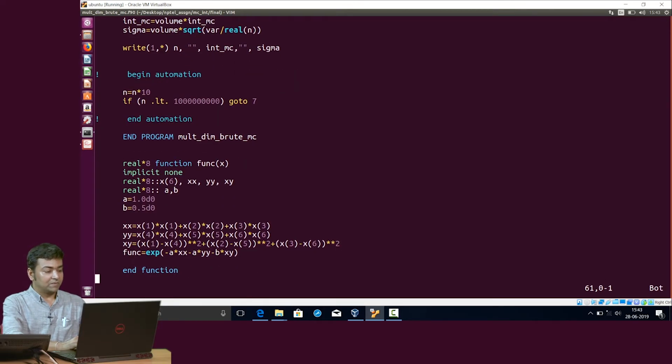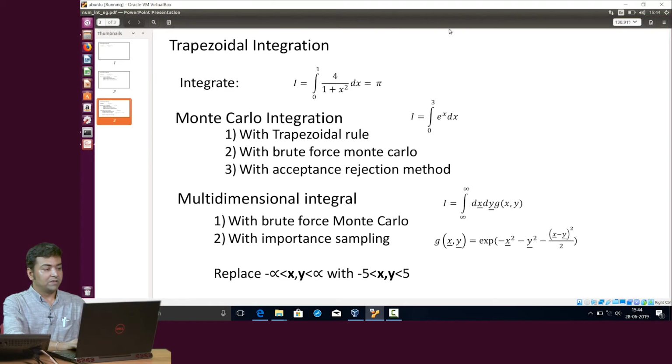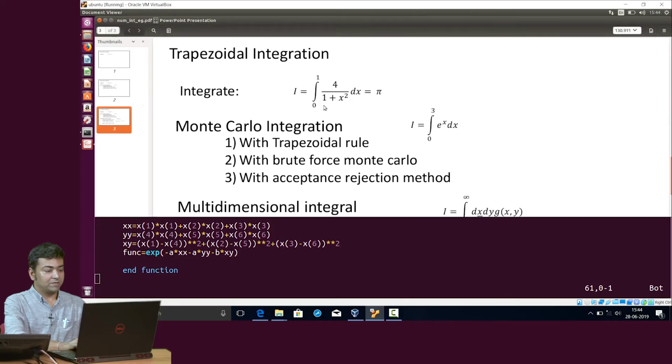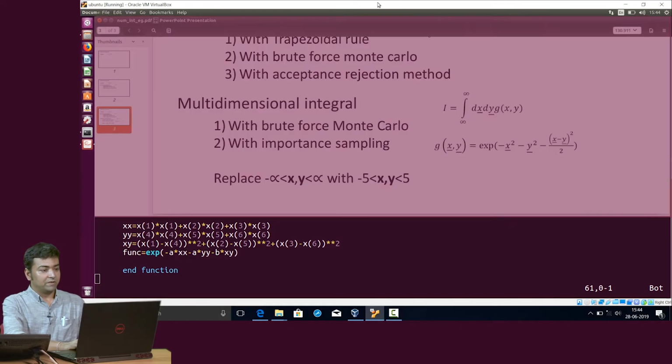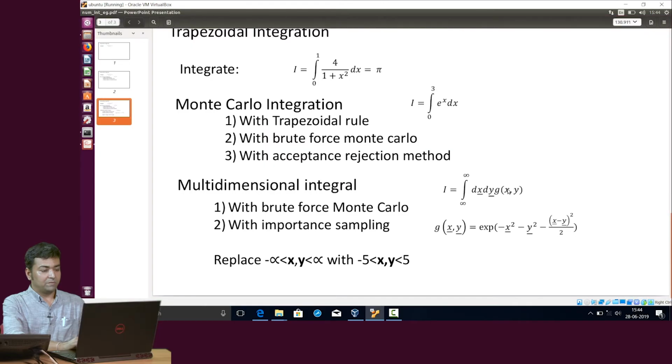So, basically this is what it does: e to the power minus a x square minus a y square minus b x y, where a and b are 1.0 and 0.5. So, it is nothing but just basically this particular function. If you compare this with this thing, this is the function it is trying to evaluate here. So, this is e to the power minus x square minus y square.